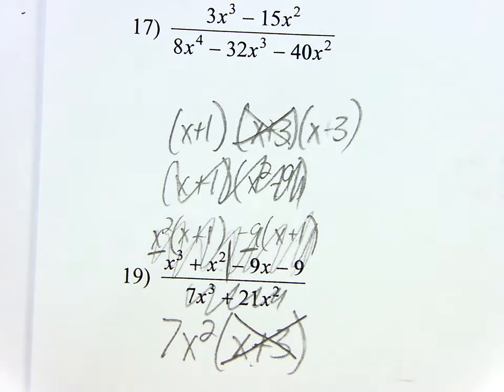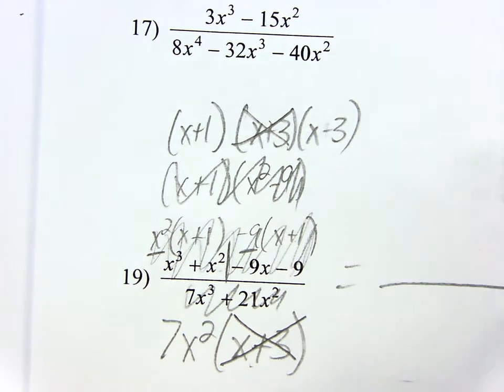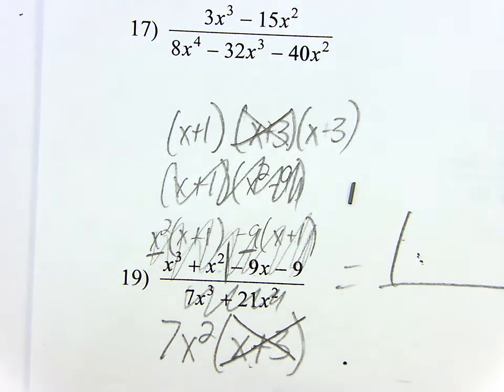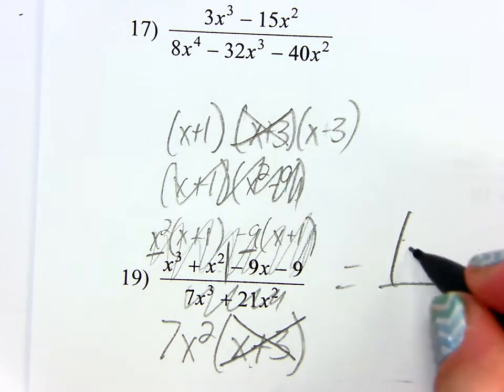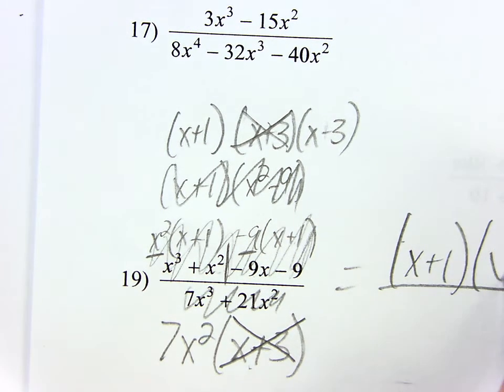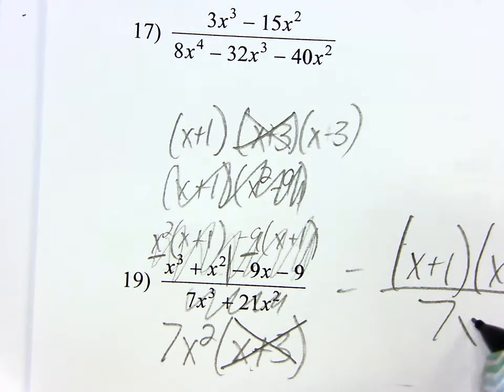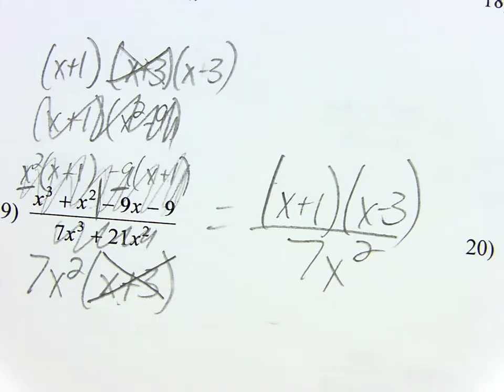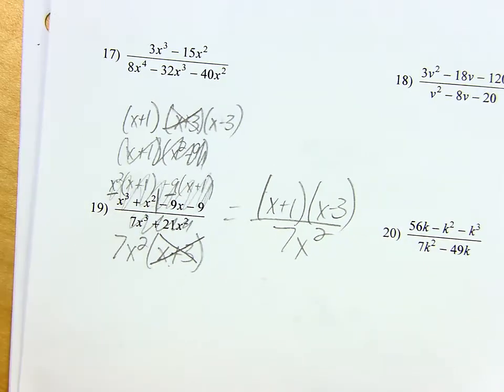Is there anything else that I can do? No, there is nothing else for me to cancel, right? X plus 1, x minus 3 over 7x squared. You got it. X plus 1, x minus 3, all over 7x squared. Do you need to multiply that together? No! Leave it alone.